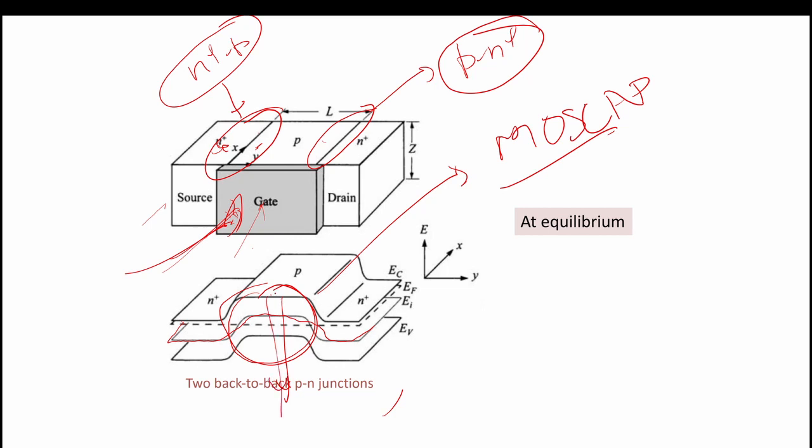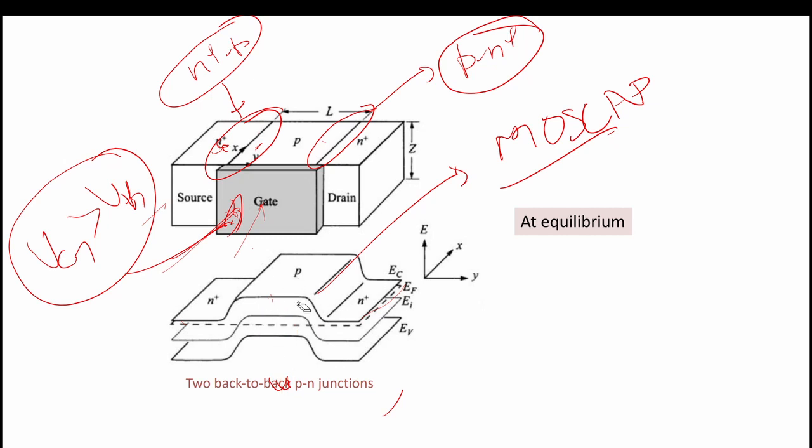At the junction, if we apply Vg, we are applying Vg greater than Vth. As we apply Vg greater than Vth, there will be electrons at this interface. So this is the Fermi level, this is the conduction band, and this distance will decrease. The Fermi level won't move because this is at equilibrium.